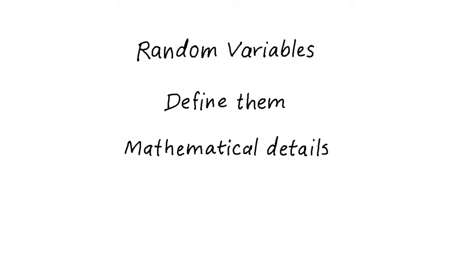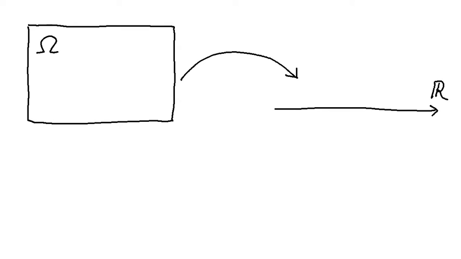In this video, we investigate random variables. We learn how mathematicians define random variables, and we learn about some of the key mathematical objects that are associated with them. A random variable is a function. It's a function that maps outcomes from the sample space omega to real numbers. It's common to use capital X to denote this function.